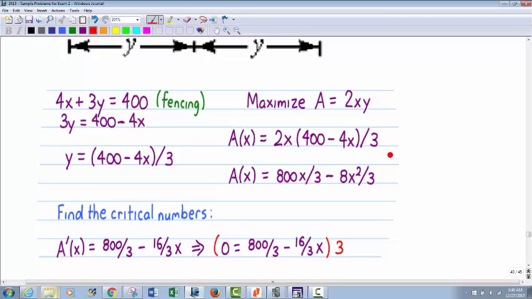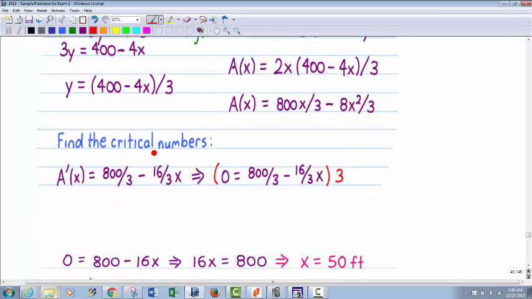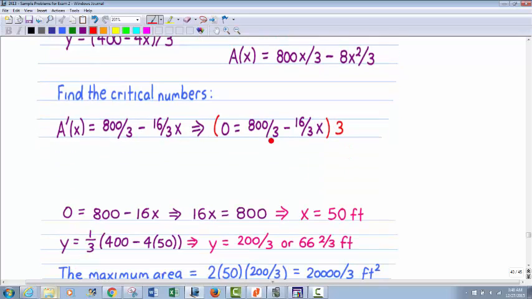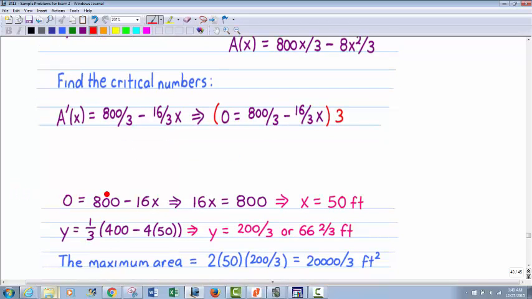So we take the derivative of that. The derivative of 800x over 3 is 800 over 3, since the derivative of x is just 1. And 2 times 8 is 16, so it's 16 over 3 times x. Set that equal to 0. First thing I did was multiply by 3 to get rid of the denominator. So I get 0 equals 800 minus 16x. 16x equals 800. Divide by 16. 800 by 16 would give you 50 for the x.